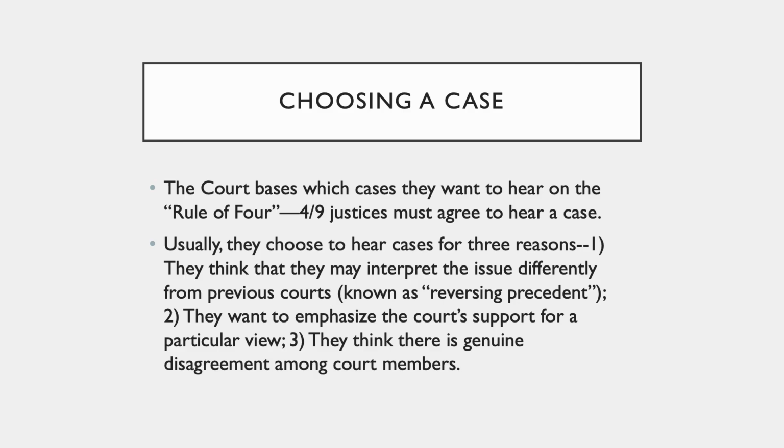And then, last but not least, they think there's genuine disagreement among court members. A lot of Supreme Court decisions are 5-4 and 6-3. The Dobbs case was a 5-4 decision. So that's another occasion where you might see the Supreme Court take a case, because they genuinely don't know where they're going to land. That does happen. And it happens in a way sometimes where they make a decision that everybody thinks is going to go the other way. That's happened on a couple cases recently.